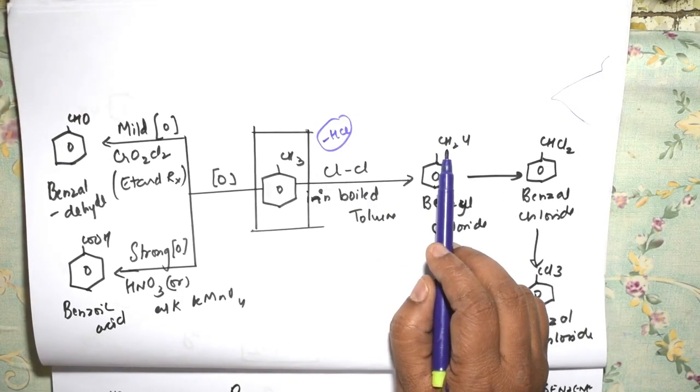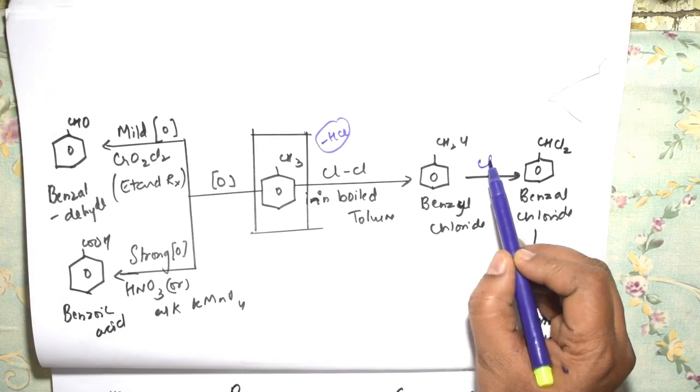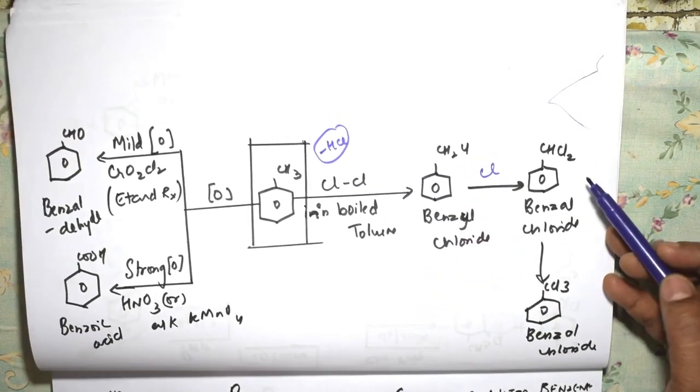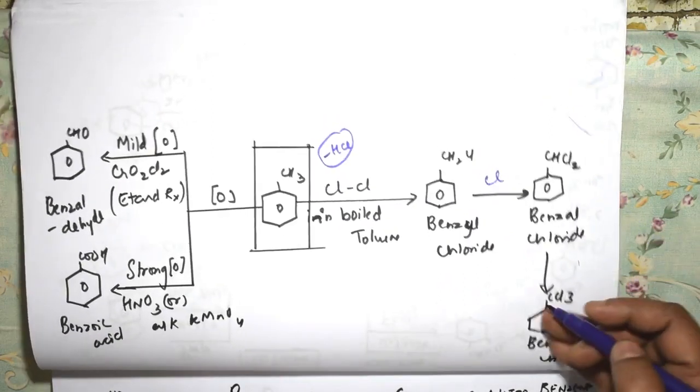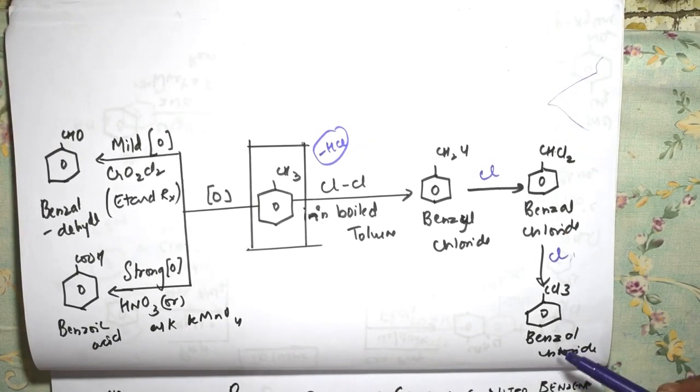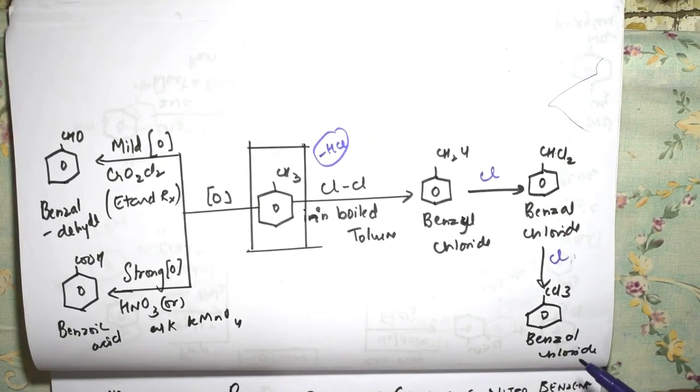Further, you substitute one more hydrogen by chlorine, and it becomes benzal chloride. So benzyl is CH2Cl, benzal is CHCl2. Further, you introduce one more chlorine, this hydrogen also is replaced, and we will be getting benzotrichloride. That's one such type of conversion.